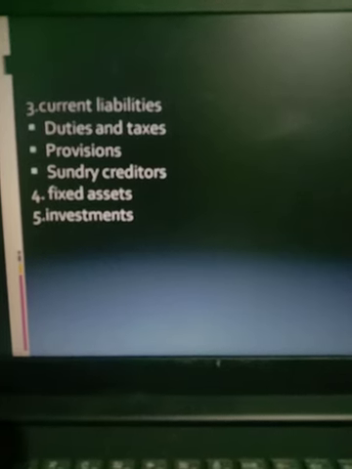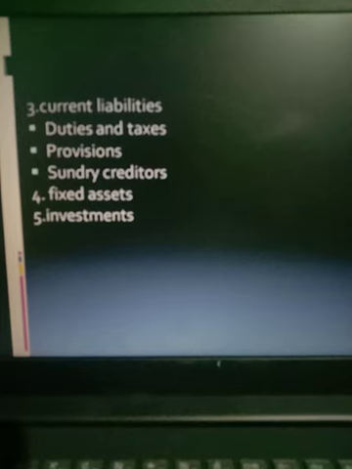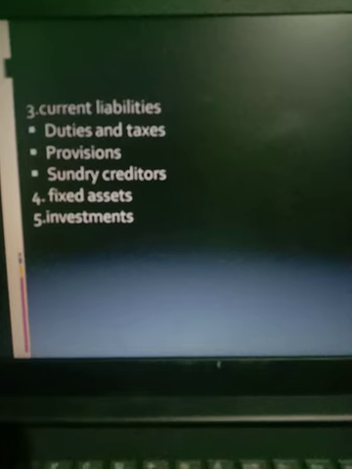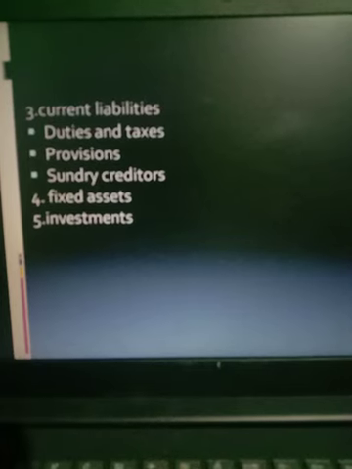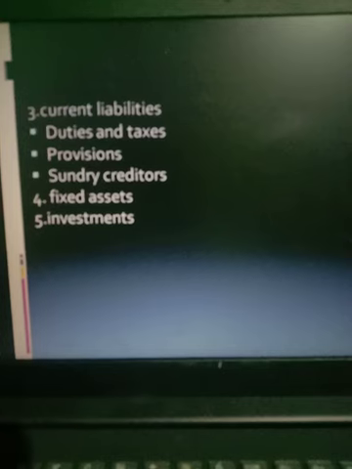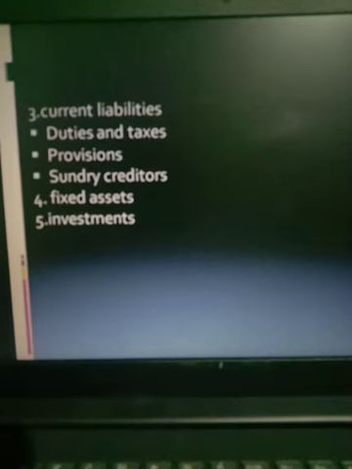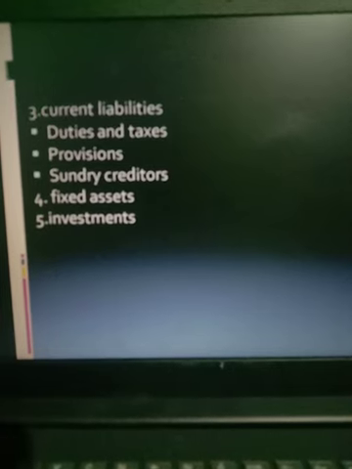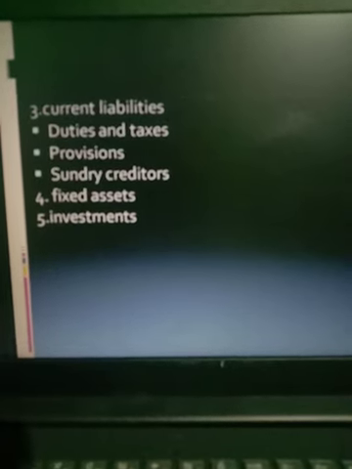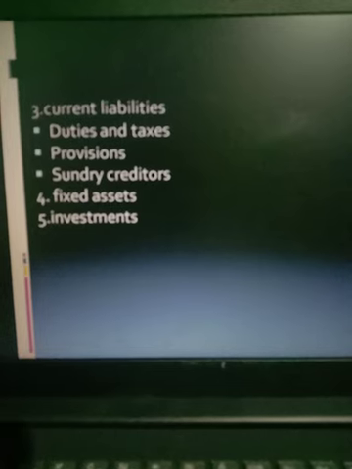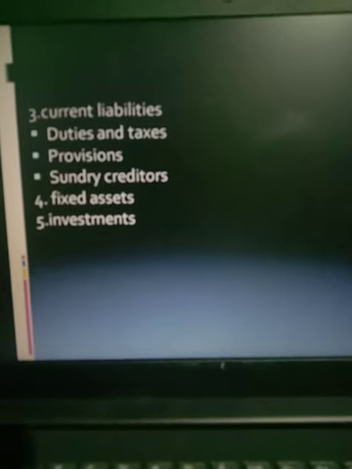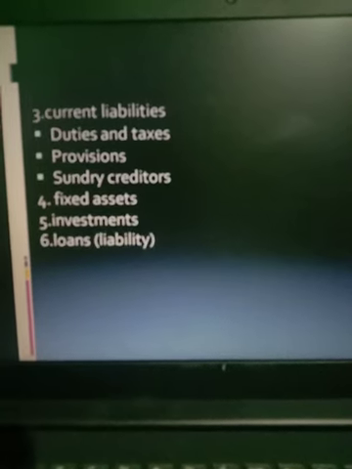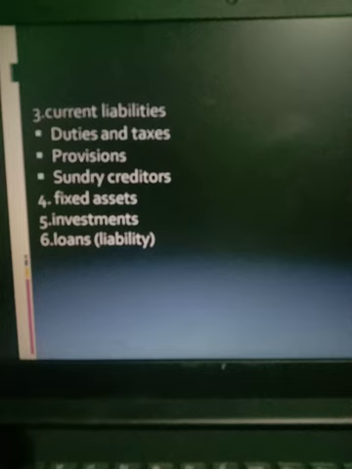Investment: whatever investments are made by the company come under investment. For example, a company may invest its profits in different sources, such as shares or debentures, and that amount we treat as an investment. If a company receives investment from another company, it is called capital. If a company invests money in other companies, it is considered an investment. Next one is loans.